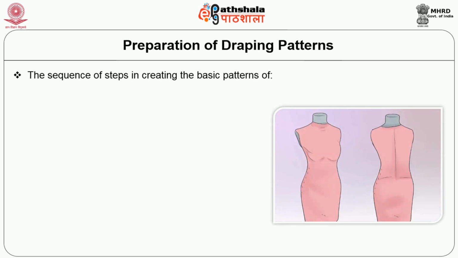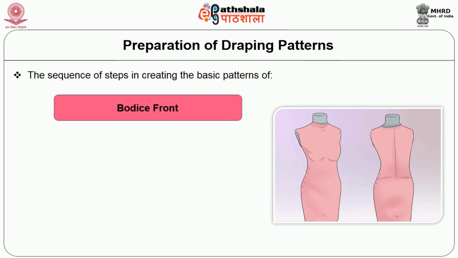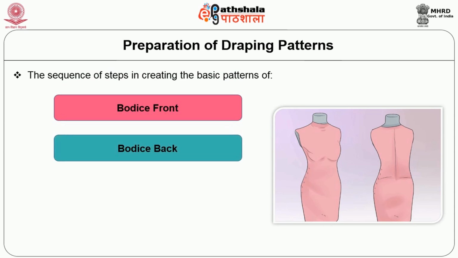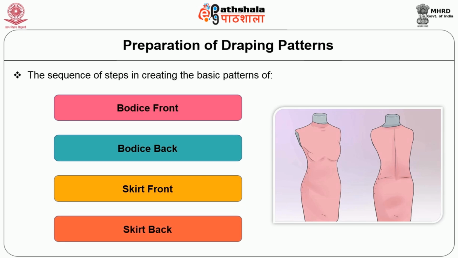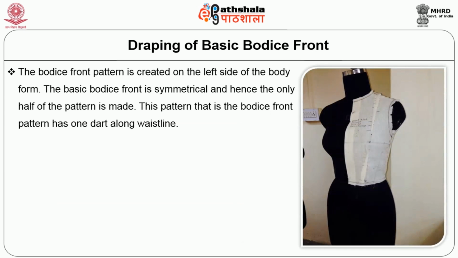We will now concentrate on the main theme, that is the preparation of draping patterns. In this module, the sequence of steps in creating the basic patterns of bodice front, bodice back, skirt front and skirt back will be explained. We shall first learn the draping of the basic bodice front. The basic bodice front is created on the left side of the body form. The basic bodice front is symmetrical and hence only half of the pattern is made. This pattern, that is the bodice front pattern, has only one dart along the waistline.